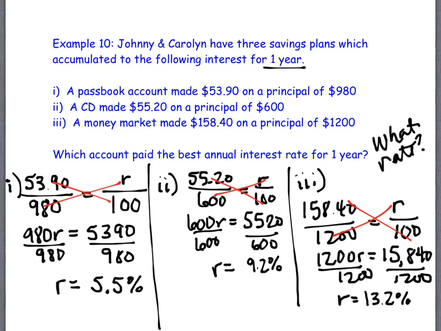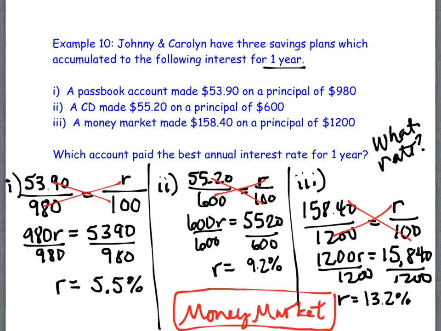Okay, so we found all of the interest rates, which was exactly where we were heading in the problem. We haven't quite answered the problem yet, though. The question actually asks which account paid the best annual interest rate for 1 year. What's the answer to that? The third one, right? So it's the money market. The money market paid the best interest rate.